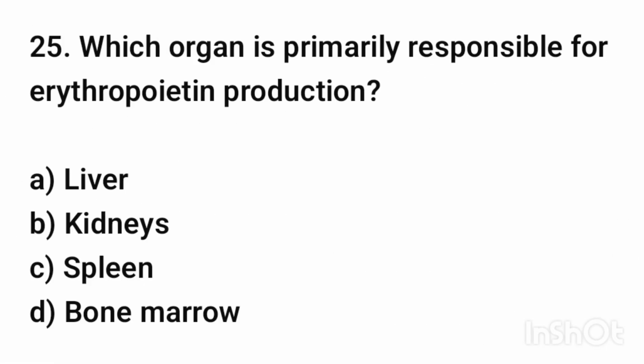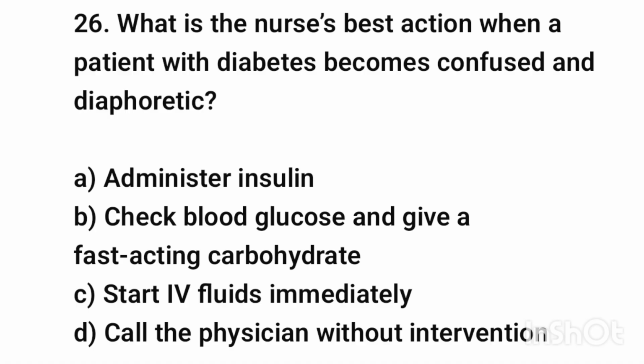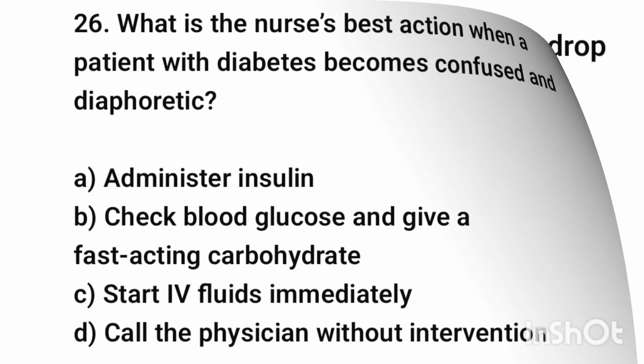Question number 25. Which organ is primarily responsible for erythropoietin production? The correct answer is option B, kidneys. Question number 26. What is the nurse's best action when a patient with diabetes becomes confused and diaphoretic? The correct answer is option B, check blood glucose and give a fast-acting carbohydrate.